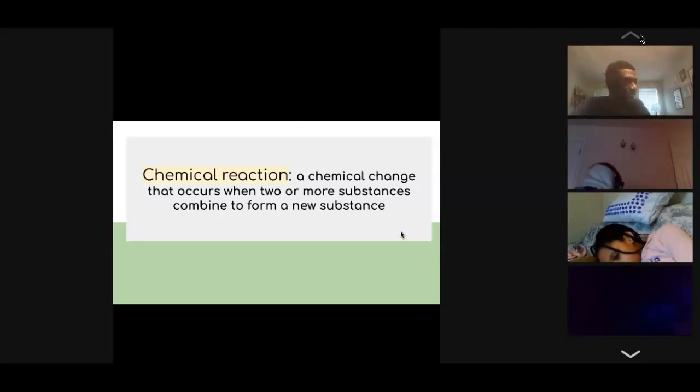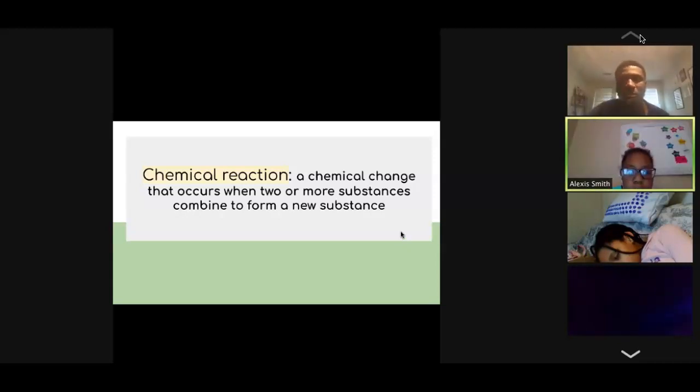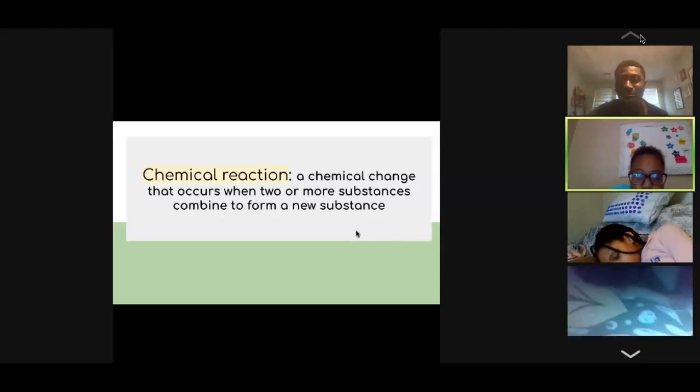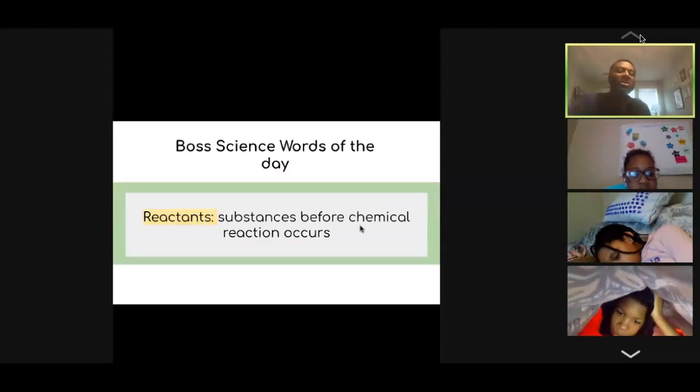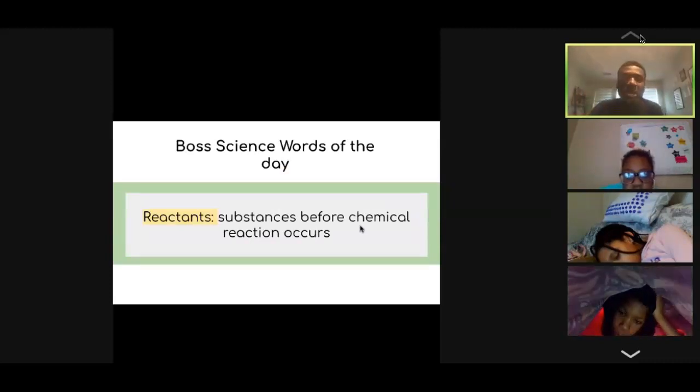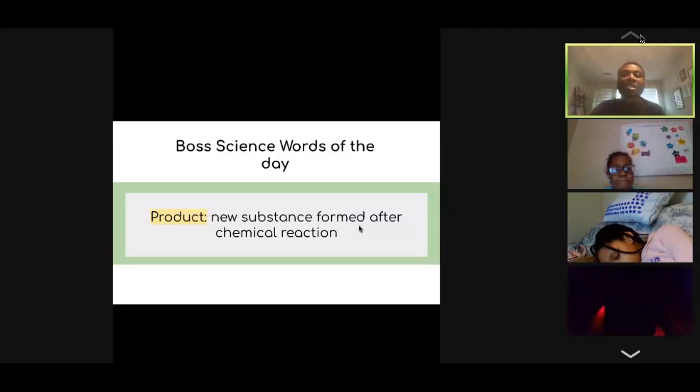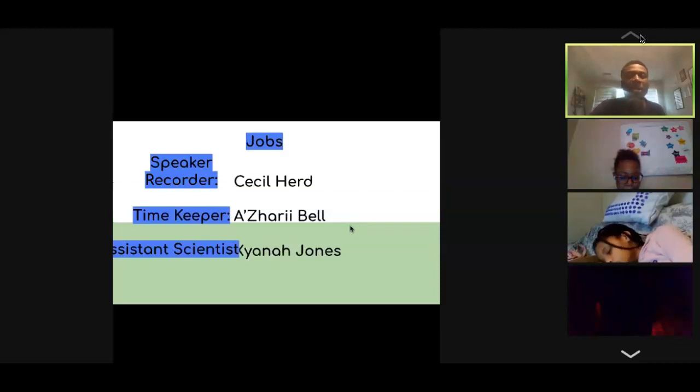Chemical reaction: a chemical change that occurs when two or more substances combine to form a new substance. We talked about reactants, which are the substances before the chemical reaction occurs, and the product is the new substance after the chemical reaction.